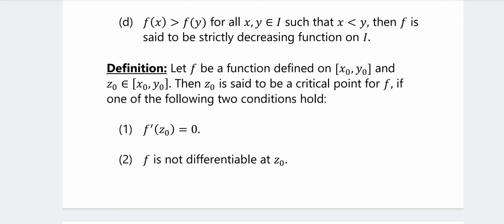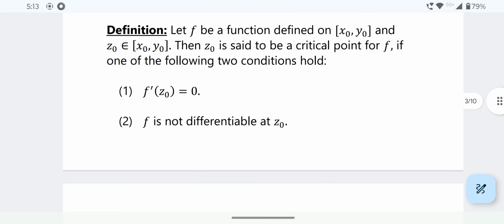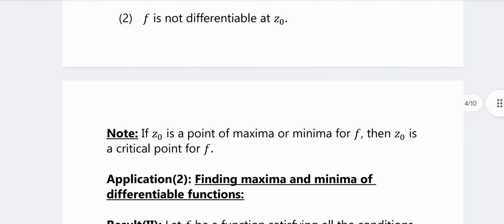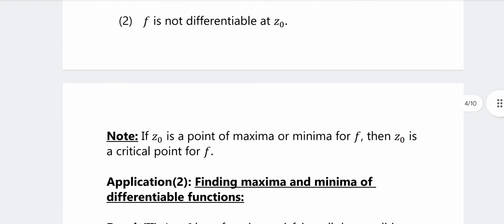When we find maxima and minima, we first find critical points, because maxima and minima always occur at critical points. That is why we have seen these definitions here. Now I have given a note: if z naught is a point of maxima or minima for f, then z naught is a critical point for f. So see the first example.